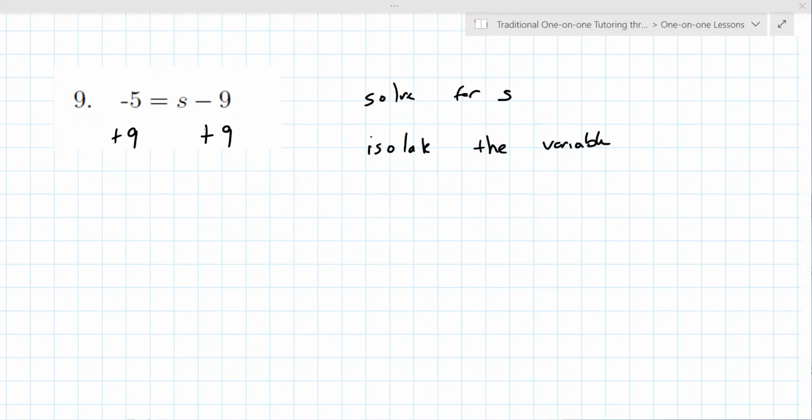So would it be -5 plus 9? What is that? -5 plus 9? Yes. So you have 9 things and you take away 5 of them. You get 4. It's 4, because you had 9, but 5 of them are taken away. So 4 equals S, or S equals 4. Okay.